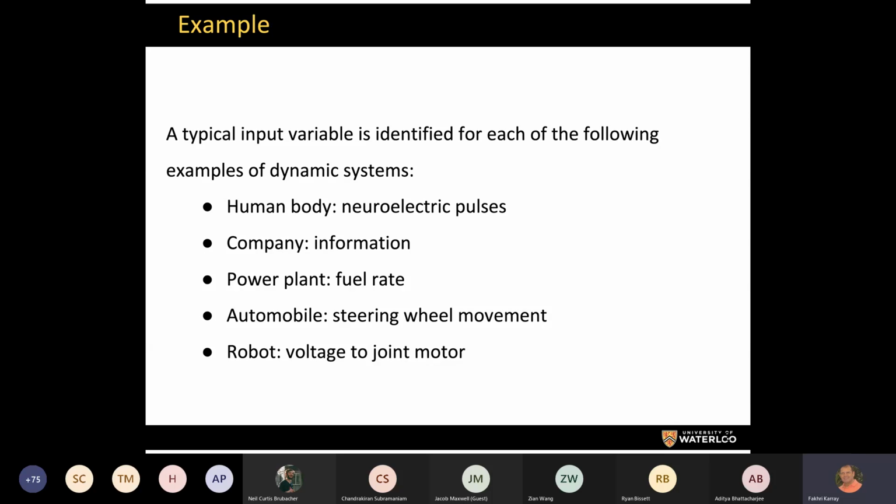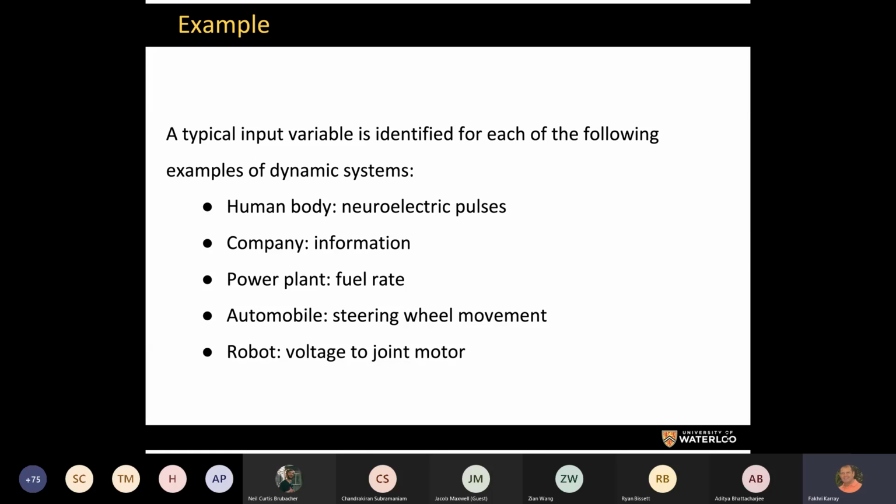Examples of intelligent systems: of course, the human body is an intelligent system because we have the perception, we have the reasoning, and we have the action, the decision that we take for that particular system. A company has an input variable that is in the form of information: how much the company has sold in a particular quarter, how much the company has delivered to customers in a reliable manner. All of these things are types of information.